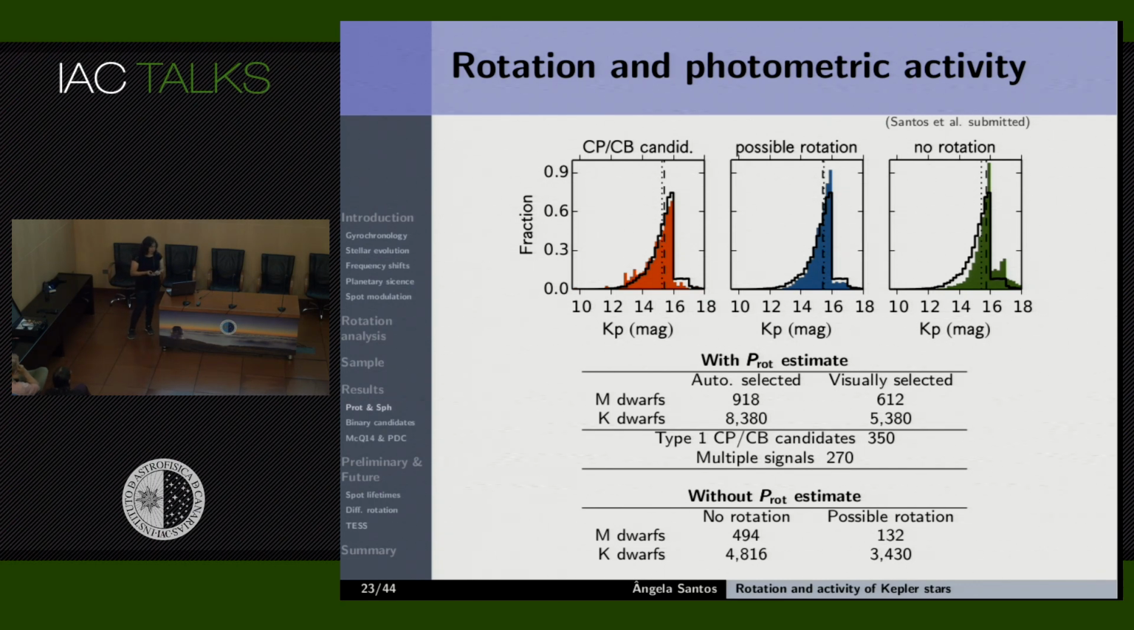For the K and M stars, we detect rotation for about 60% of the sample. And for stars that we don't detect rotation, we also flag them with different flags. And for some stars, we don't see any sign of rotation signal. And for other stars, we see rotation signal, but there's usually large instrumental effects that don't allow us to say exactly or to be sure on the rotation period for that star.